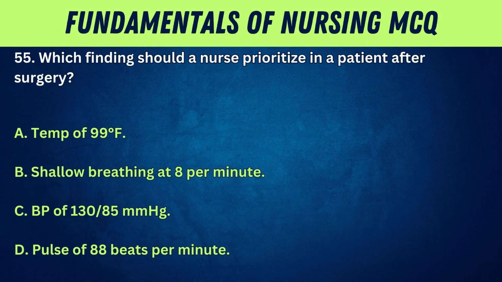55. Which finding should a nurse prioritize in a patient after surgery? A. Temp of 99 degrees Fahrenheit. B. Shallow breathing at 8 per minute. C. BP of 130/85 mmHg. D. Pulse of 88 beats per minute.